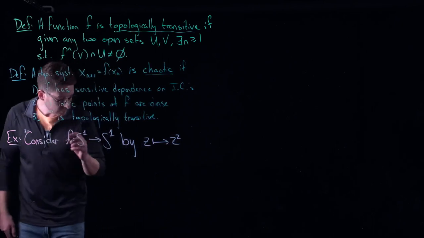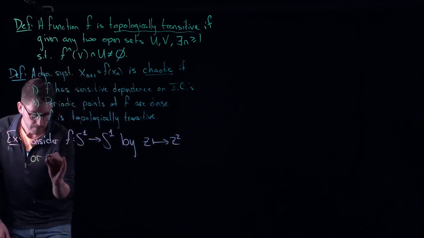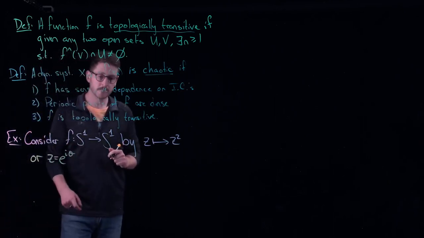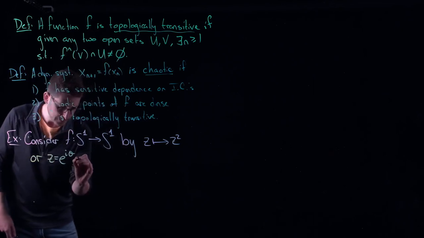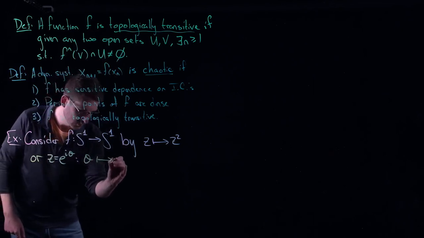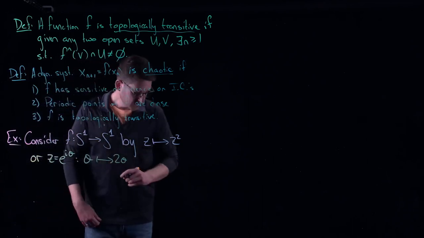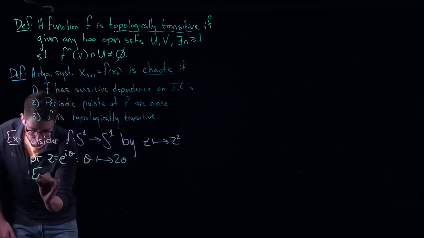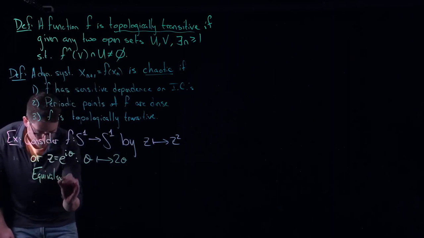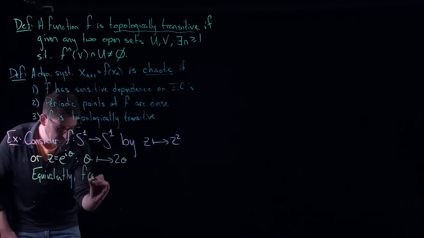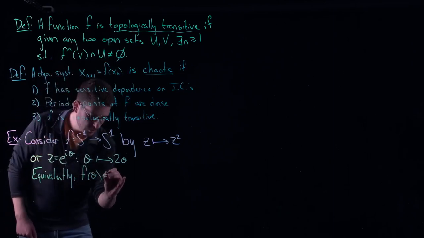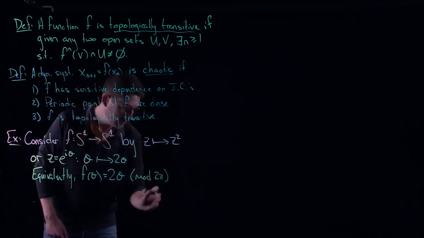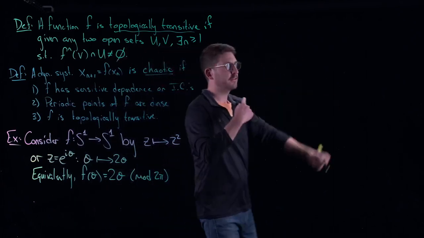But equivalently, if you write Z in polar form using Euler's formula, then this is the same as saying theta goes to 2 theta. So that means that we could equivalently write this mapping. F can just be thought of as a function of theta, which is just 2 theta modulo 2 pi, right? We have this modulo arithmetic here because, of course, once we go around the circle, we have to restart.